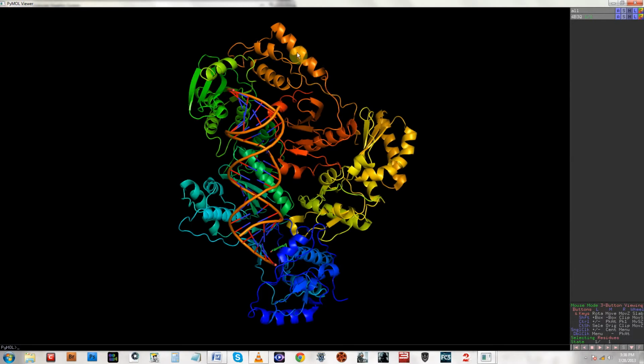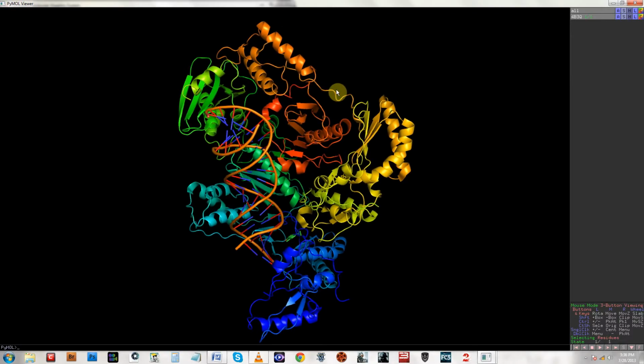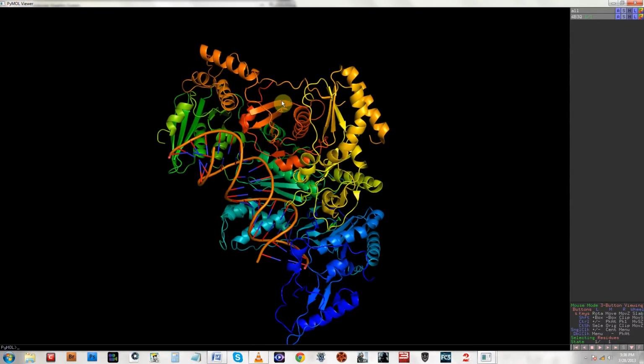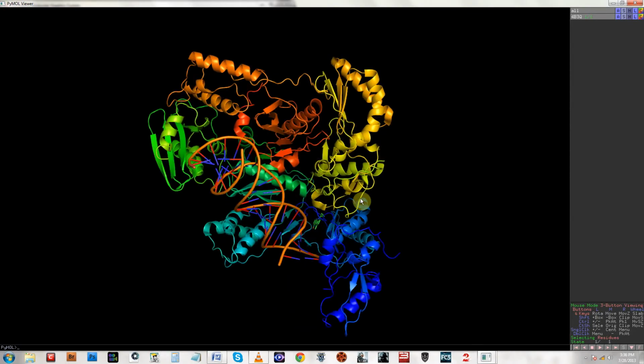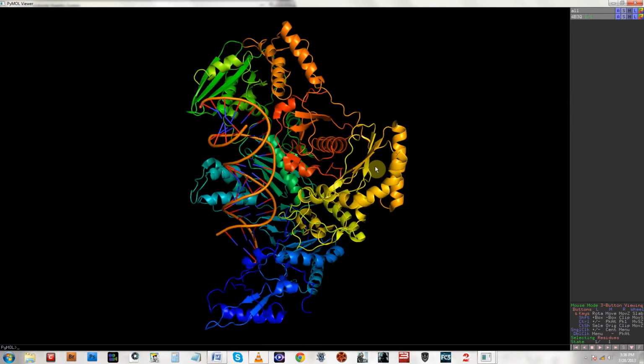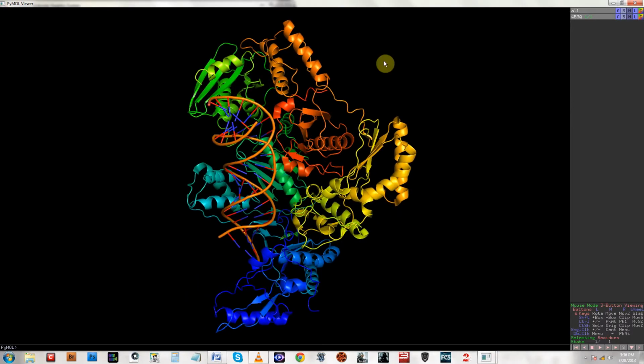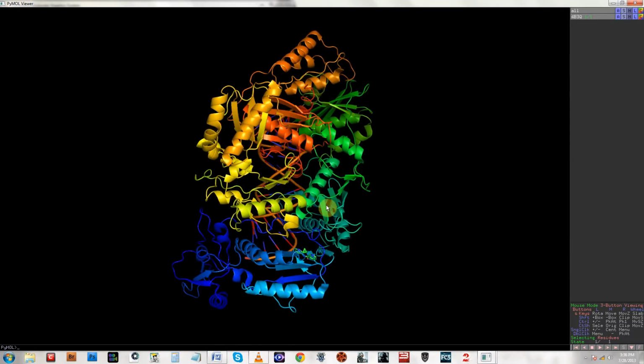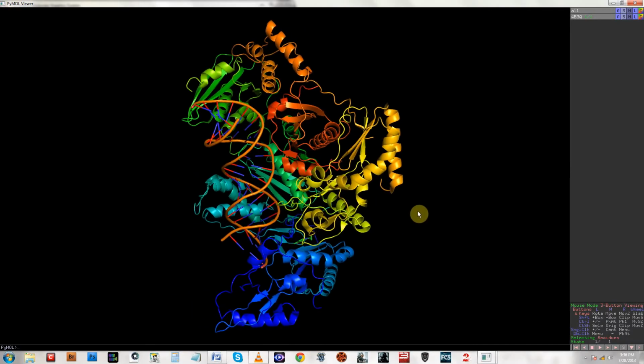These spiral looking things that look kind of like noodles are called alpha helixes, and you see these arrow looking things, these are called beta sheets, and they're just secondary structures of proteins. In the full 3D shape, that is the tertiary structure, or if this is a multi-subunit enzyme, then it would be a quaternary structure.